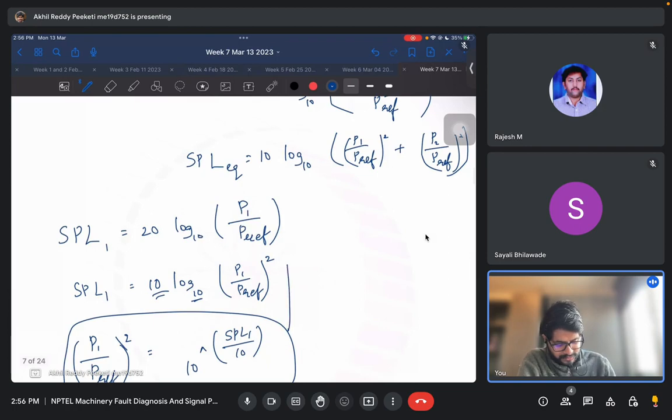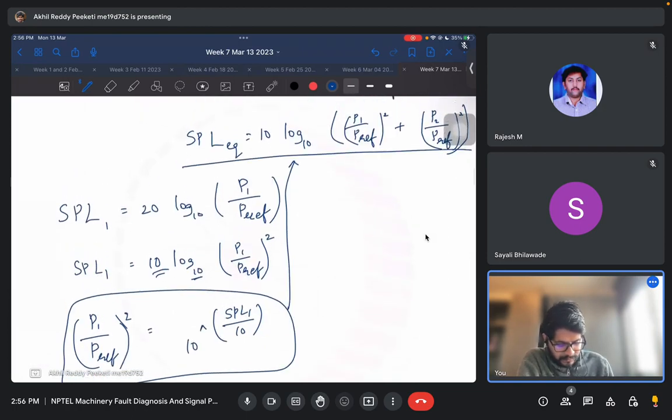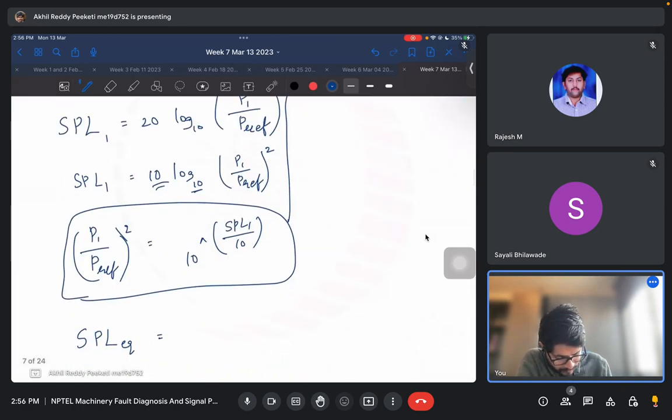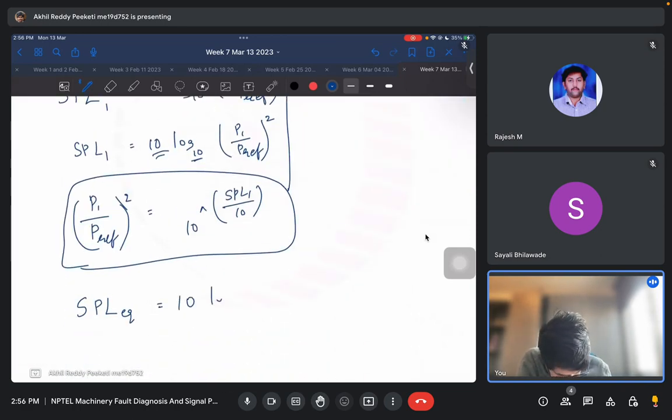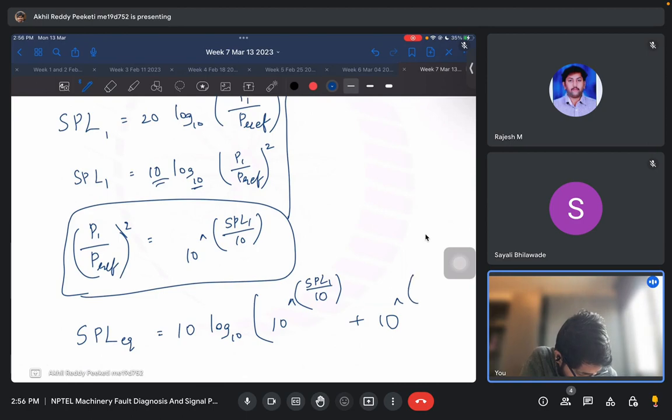Now if you substitute this in this equation for each individual P1 by Pref and P2 by Pref, then you would get SPL equivalent as 10 log 10 of, so P1 by Pref whole square I will replace with 10 power SPL1 by 10, and P2 by Pref whole square with 10 power SPL2 by 10.